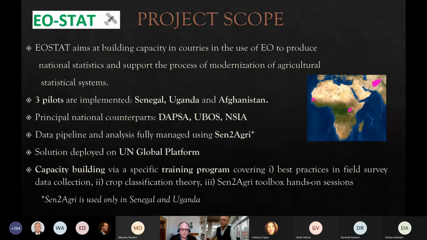Finally, the project articulates a series of capacity building activities, aiming at providing specific training on 3 core areas. First, the best practices in field survey data collection, hence the use of GPS for georeferencing crops in the field for the purpose of calibrating and validating Earth observation products. Second, crop classification theory, so supervised and unsupervised methods, pixel-based approach, object-based approach, and so on. And finally, hands-on use of the Sen2-Agri toolbox to produce the so-called crop masks and crop type maps, and extract the statistics from there. By the way, Sen2-Agri is used only in Senegal and Uganda. For Afghanistan, we're experimenting with a different approach.